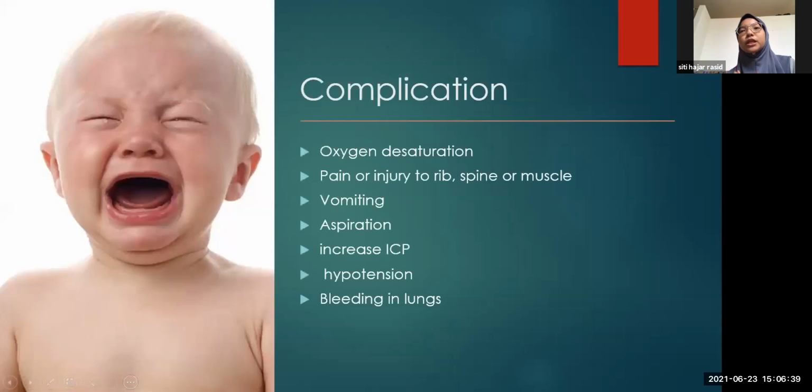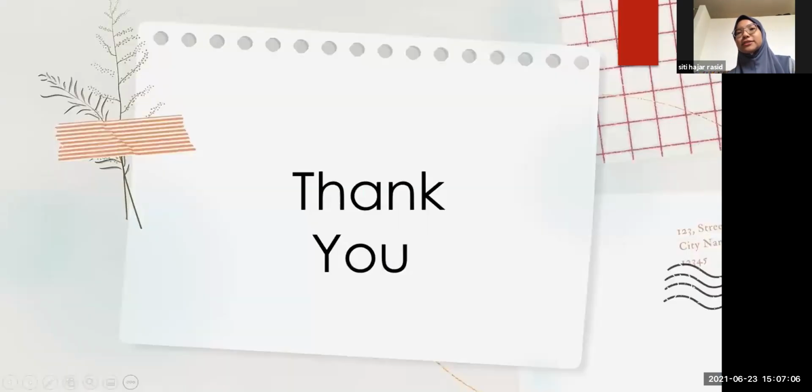So what are the complications of chest physiotherapy? Oxygen desaturation, pain or injury to ribs, spine or muscle. The patient could have vomiting that leads to aspiration. Chest physio can also increase intracranial pressure, and cause bleeding in lungs that leads to hypotension. Okay, that's all from me.